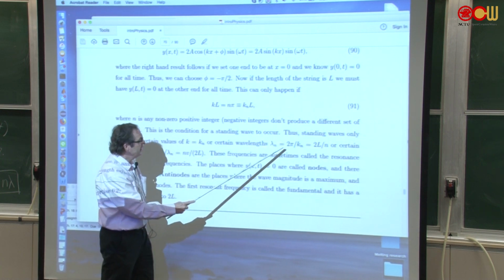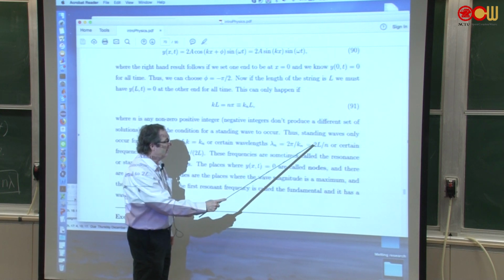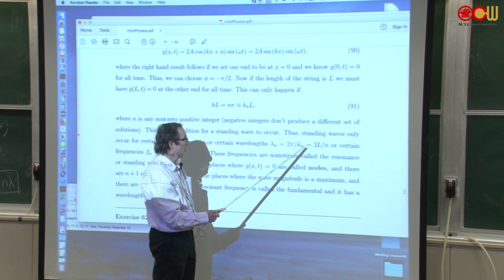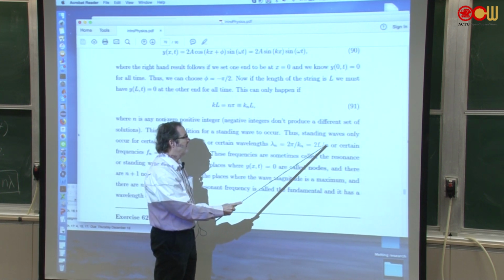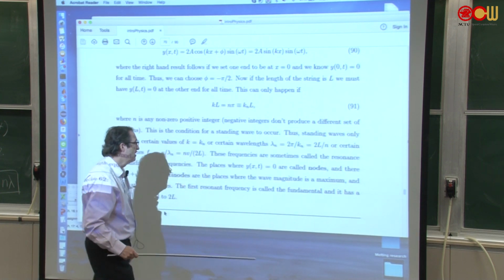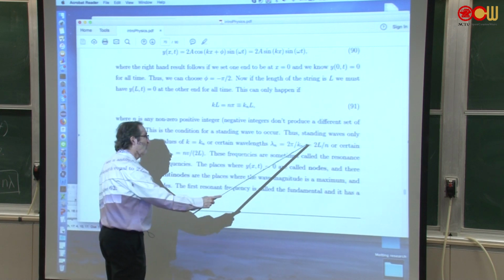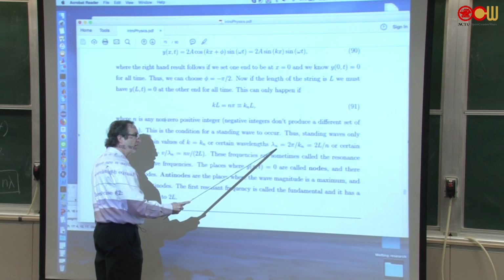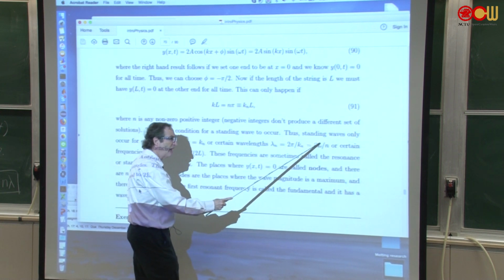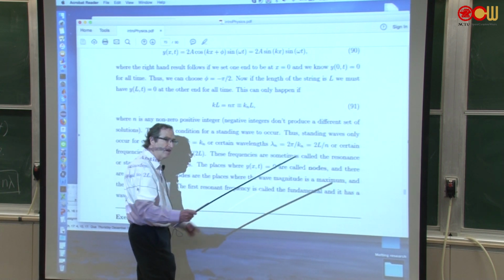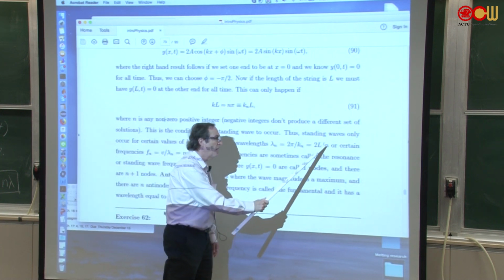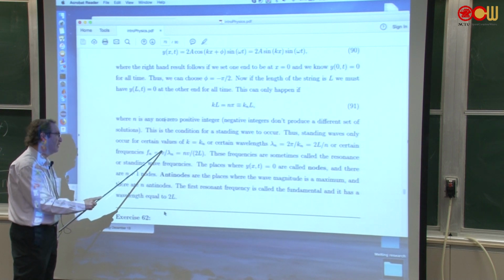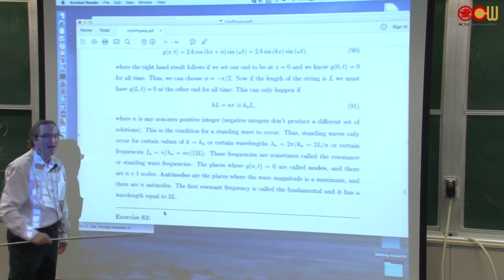So lambda n equals 2 pi over k n. All right, k n is n pi over L. The pi's cancel, and you get 2L over n. So this is the condition for a standing wave. You have to have a wavelength that is 2 times the length of the string, divided by an integer. And if you do the frequency equals v over lambda n, you get that.